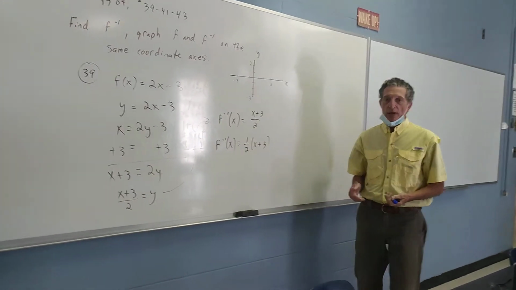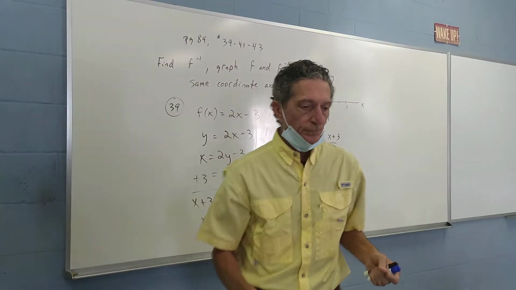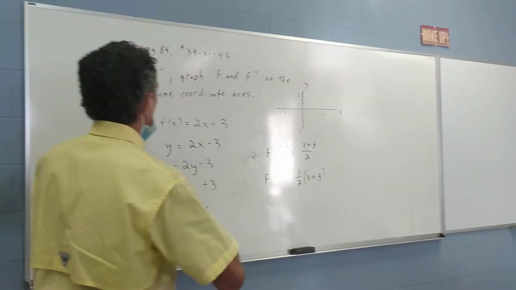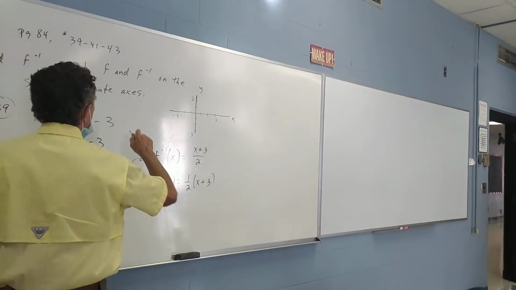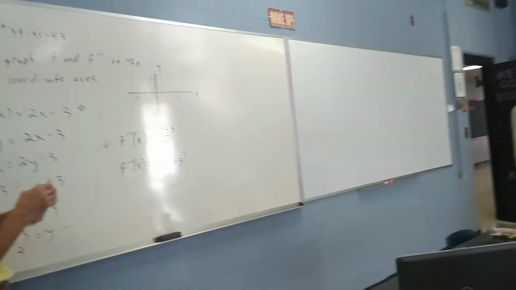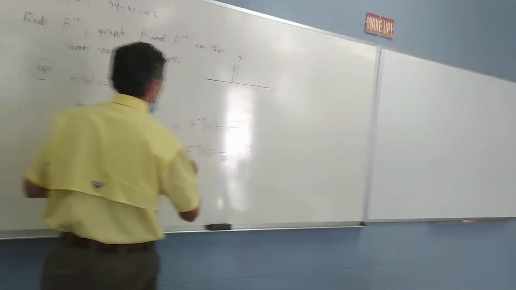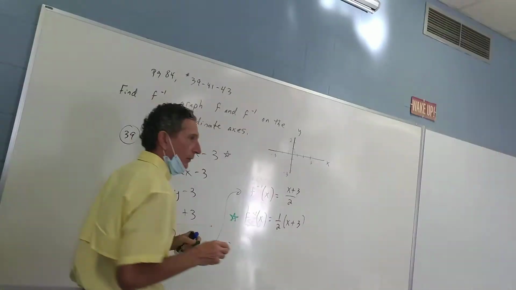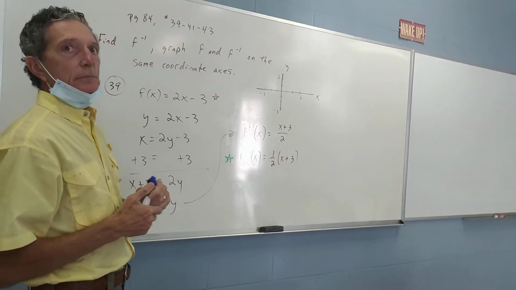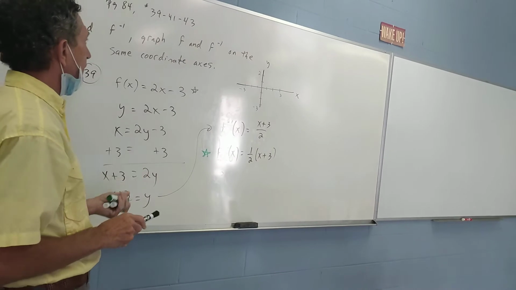Let's color code the graphs. We'll go black and green. We'll graph F black. We'll graph F inverse green. That's their speakers, but I got to hear them or I won't know they're out there. Technology, man. Technology is buns.